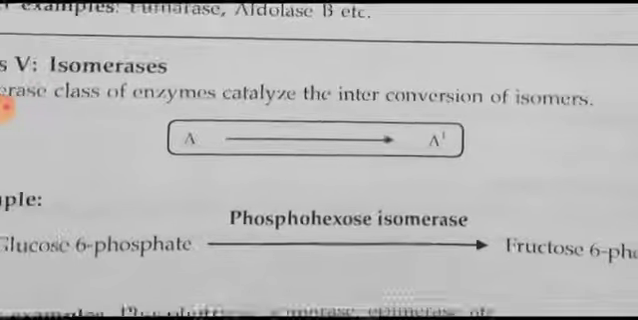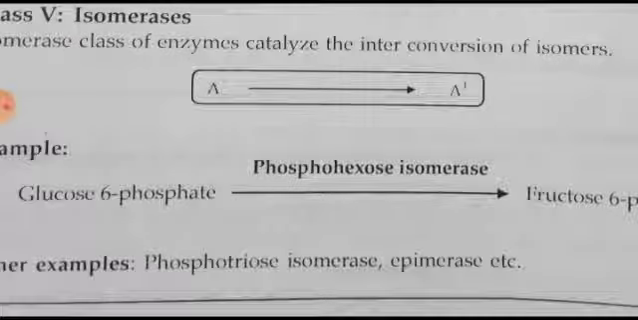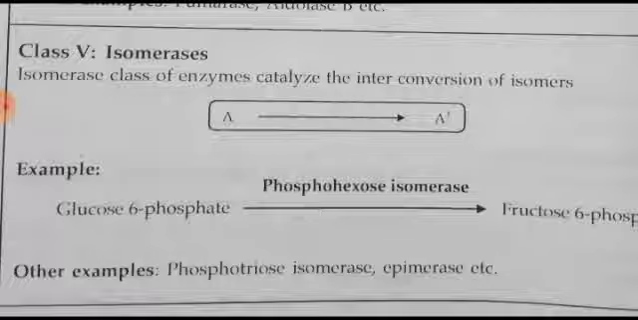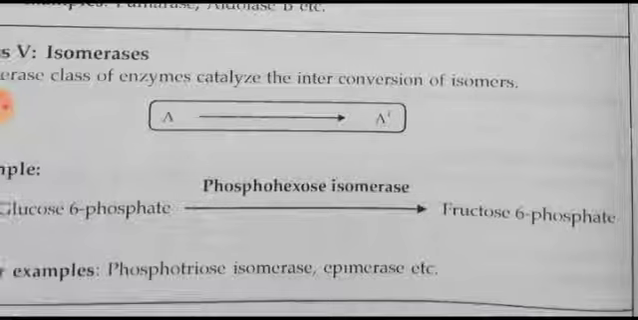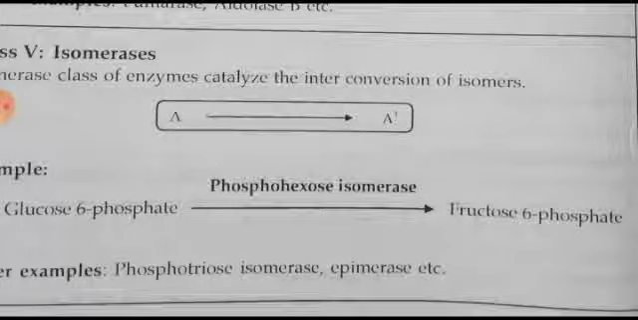That means the structure is changed, and that's why this type of interconversion is called isomerase. Glucose 6-phosphate is converted to fructose 6-phosphate and it is performed by the isomerase enzyme. Before and after the arrow mark, glucose 6-phosphate and fructose 6-phosphate both contain phosphate. That's why the enzyme name has phospho above the arrow mark, and both glucose and fructose contain 6 carbons, that's why hexose, and both are isomeric forms. That's why the enzyme is isomerase.